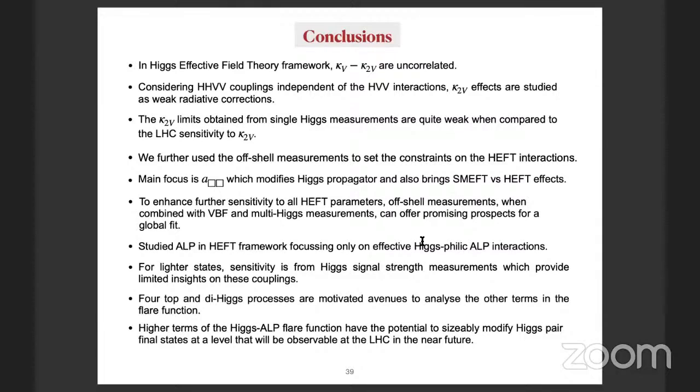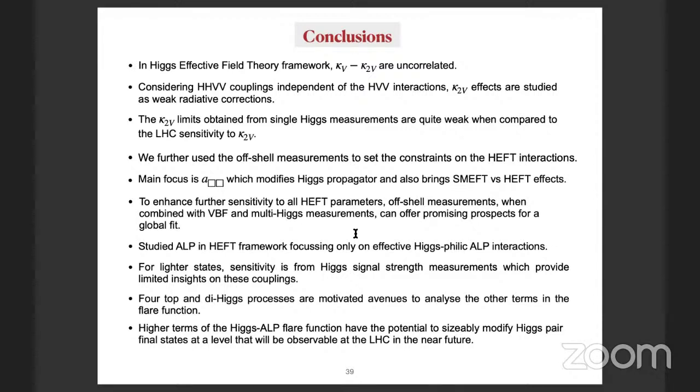Further, for the higher dimensional operators in HEFT, we took the help of off-shell Higgs measurements, where our main focus was the A box operator, which modifies the Higgs propagator and brought out these HEFT versus MEFT effects. To further increase the sensitivity, till now we only considered off-shell Higgs measurements. We can add more processes like vector boson fusion and multi-Higgs measurements, which can bring out more HEFT versus MEFT effects. It can also be a promising aspect for a complete global fit.